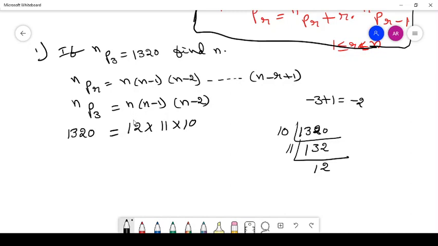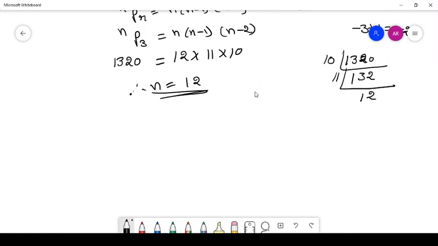So what is the value of n here? Therefore n is equal to 12. Comparing the largest integer, we get n is equal to 12. Next, you can try one example. You can try yourself.